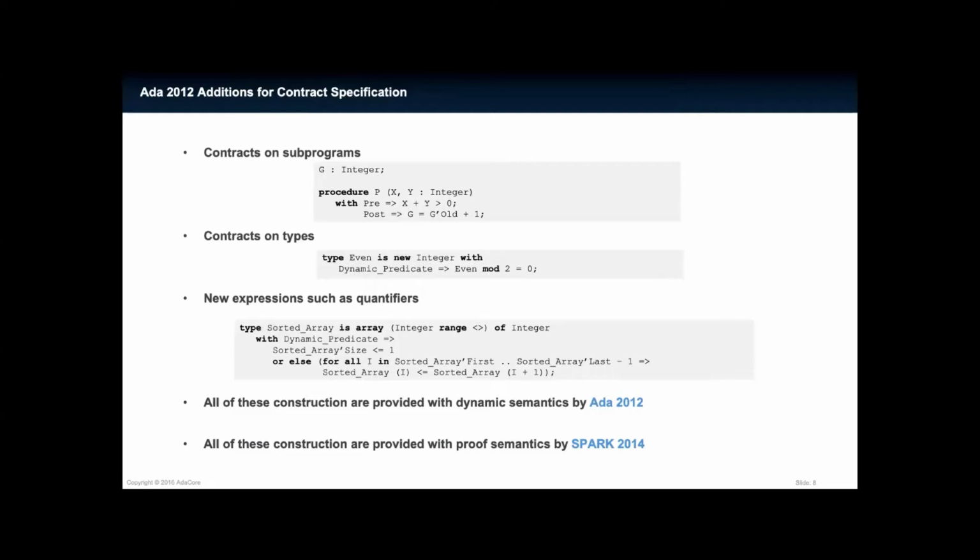We can also do these things called quantifiers here. You can see that the sorted array is a type of array with integers, and every time we change this array, we're actually going to run this loop. So this is checking to make sure the array is always sorted every time we modify it. This is an example of a very complicated thing you can do with Ada 2012.